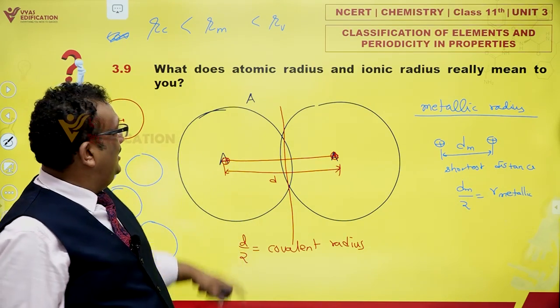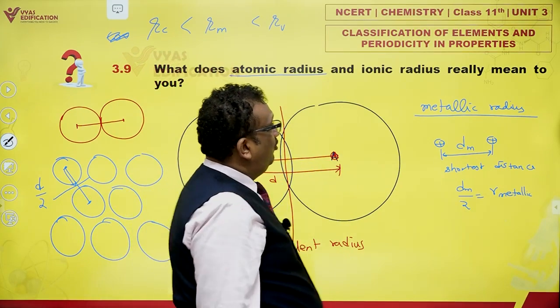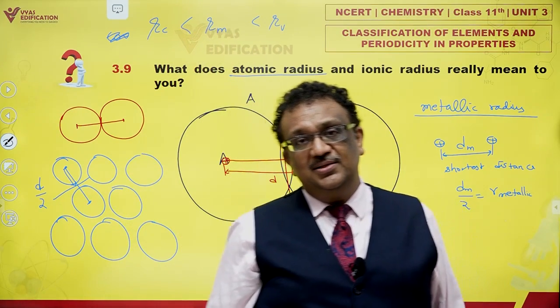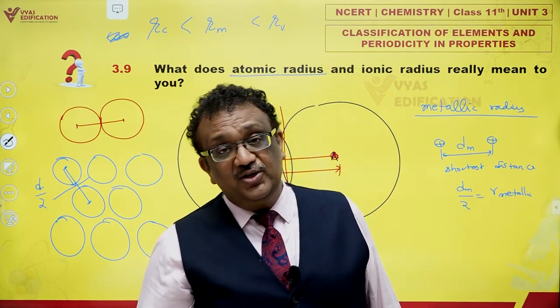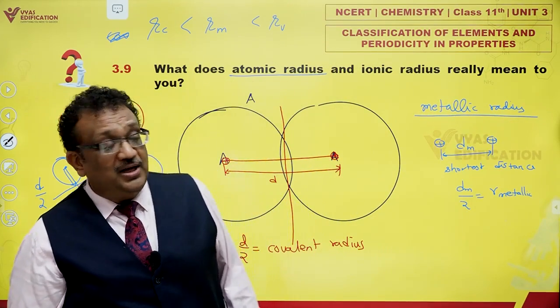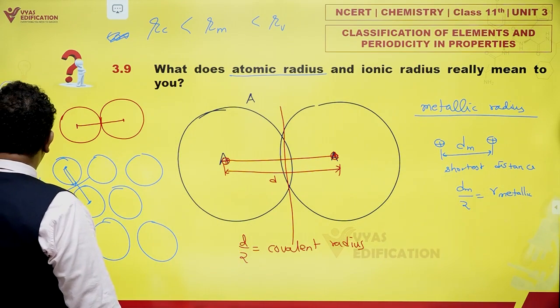So much for atomic radius. All this I have spoken about atomic radius. What does ionic radius mean to us? Well, ionic radius would mean either the radius of a cation or the radius of an anion. Now that is another story altogether. So let's take a look at ionic radius as well.